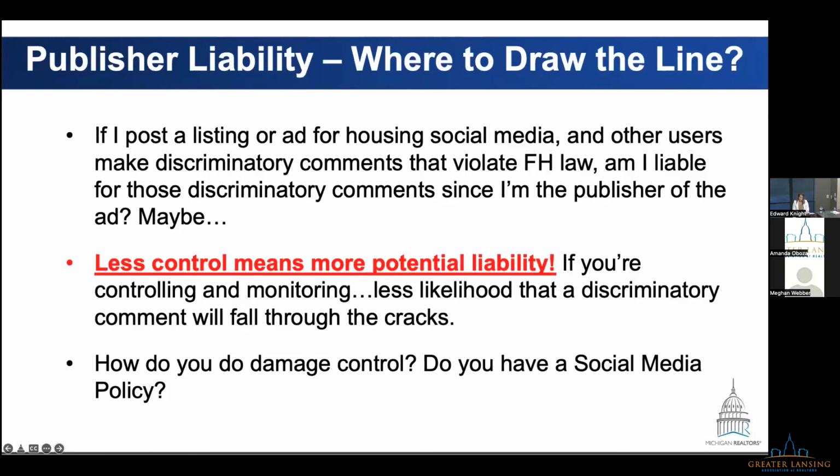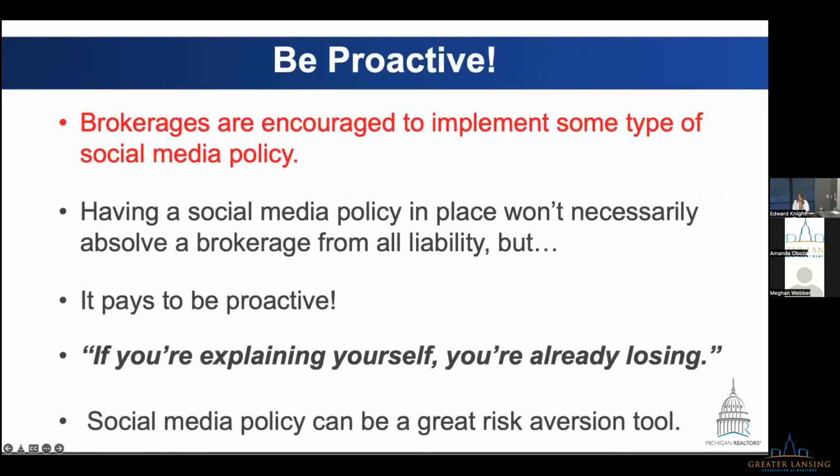Next slide, please. So, this is why we say that brokerages are very much encouraged to implement some kind of social media policy. And I will say that having a social media policy in place does not immediately absolve a brokerage from any and all liability, but it is certainly a proactive measure that can help limit the liability. It really does pay to be proactive when we're talking about potential fair housing violations.